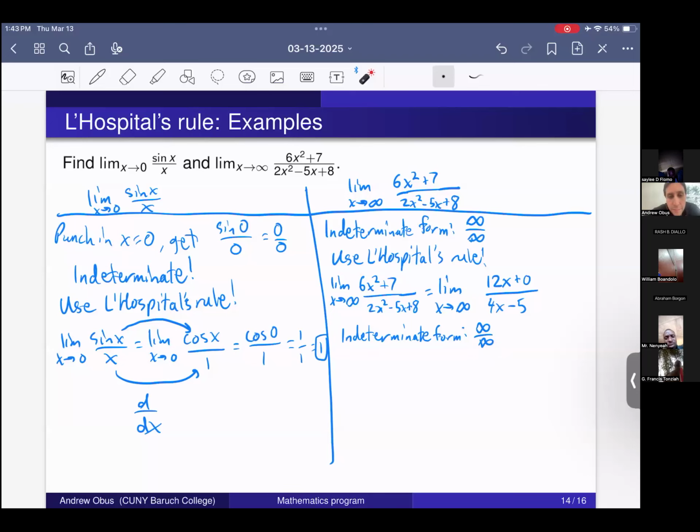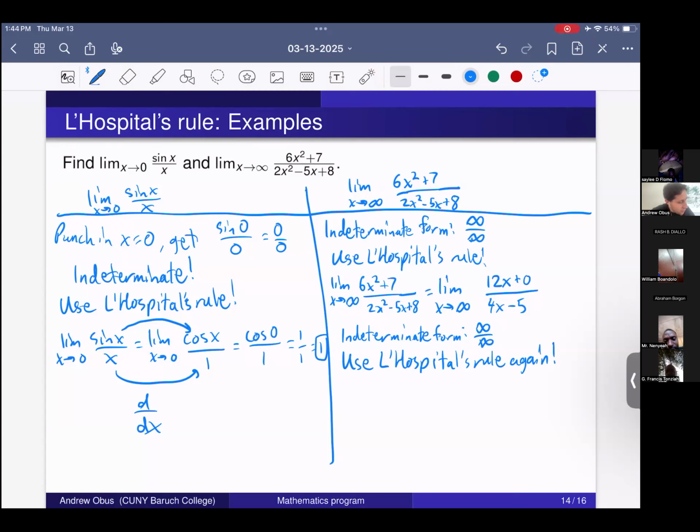Yeah, Prince? Yeah, but we can just state the derivative of the 12x and the 4x to give a number. Exactly. So I think you just use L'Hopital's rule again. Yeah, exactly. So Prince is right. You just use L'Hopital's rule again.